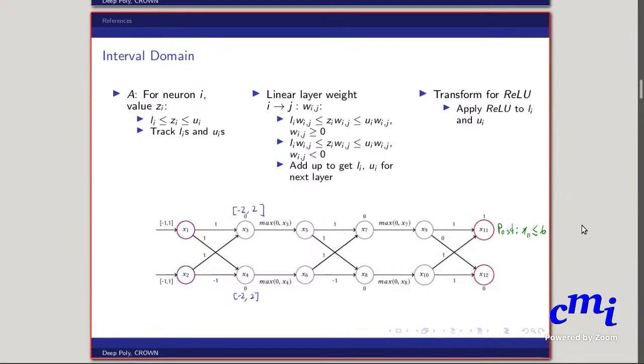So why don't you tell me what the intervals will be over here? We start out with -1, 1 over here, and I've already written the intervals for x3 and x4. Then from x3 to x5, I'm applying ReLU, and from x4 to get x6. Can you tell me what the intervals here should be? Is the font size of the diagram okay, first of all? Okay. Can you quickly tell me what the intervals should be at x5, x6, x7, x8, and so on?